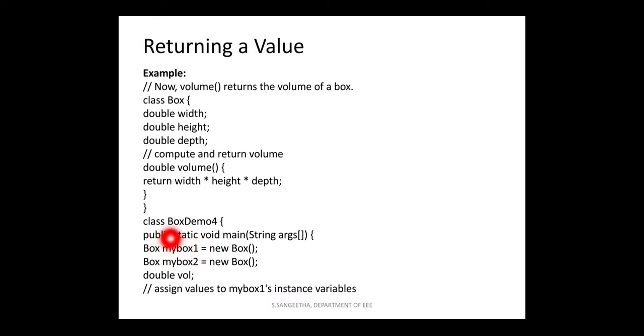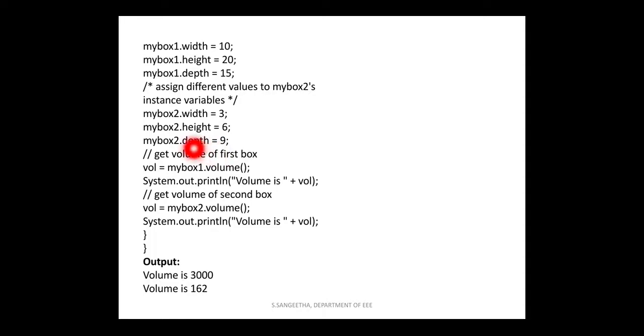So first, mybox1 instance values will be assigned as mybox1.width is equal to 10, mybox1.height is equal to 20, mybox1.depth is equal to 15. These three values will be assigned in mybox1. Next you have to assign the box2 instance variables. So mybox2.width is equal to 3, mybox2.height is equal to 6, mybox2.depth is equal to 9. So here we are assigning the values for the mybox2 instance variables, that is width 3, height 6 and depth 9.